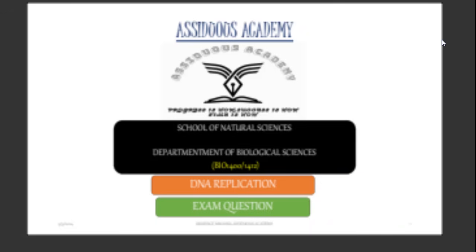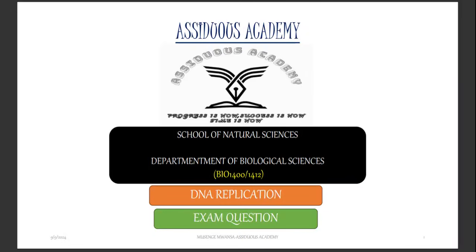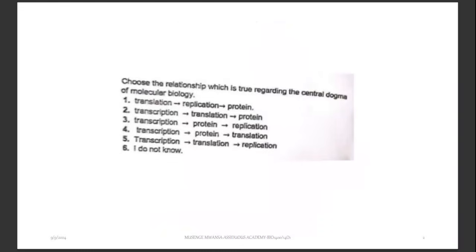Let's go on with DNA replication exam questions, right? So the first question here, choose the relationship which is true regarding the central dogma of molecular biology. Now, the central dogma of molecular biology simply tells us how genetic information flows.